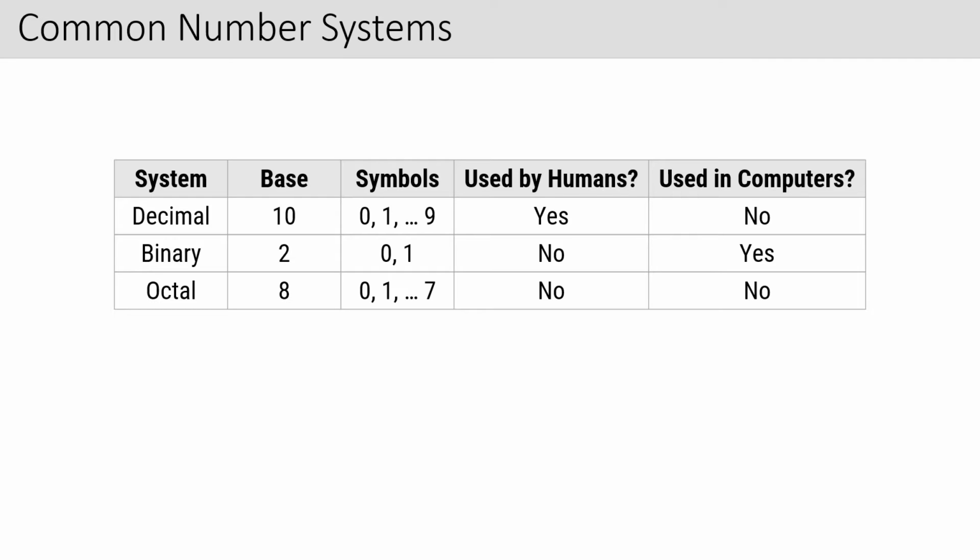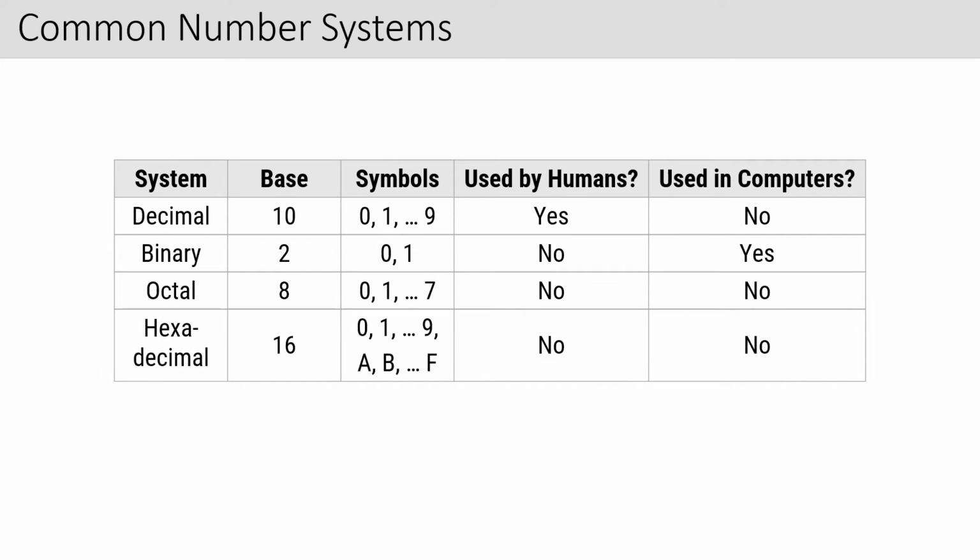And even 19, now 9 is not an octal digit, but it is a decimal digit. So I will say 19 is not an octal number. Any number formed using the digits 0 to 7, we will call an octal number. As for whether it is used by humans, no, it is not, and neither is it used in the computer system. Then comes your hexadecimal number.